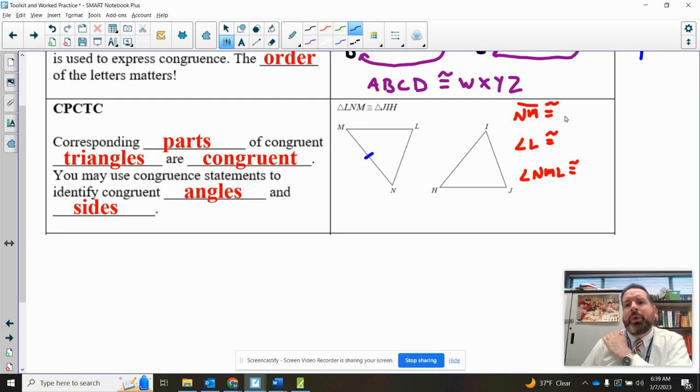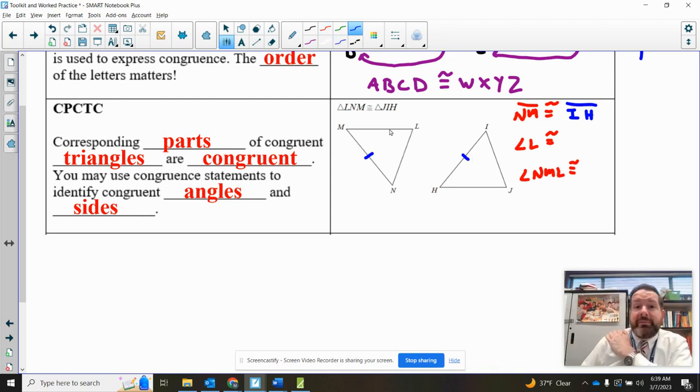is congruent to what other segment? Well, take a look here. N and M are the last two letters of this triangle. So I need to use the last two letters of this triangle, I and H with the bar on top. So segment IH matches up, getting one congruent mark.